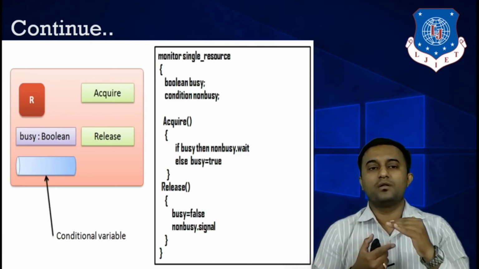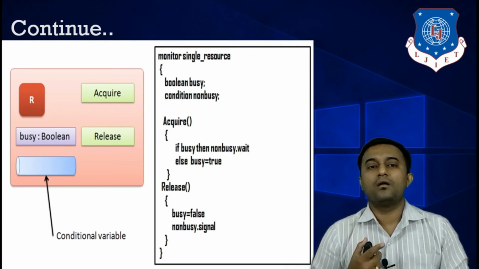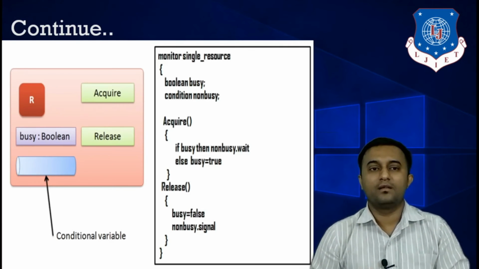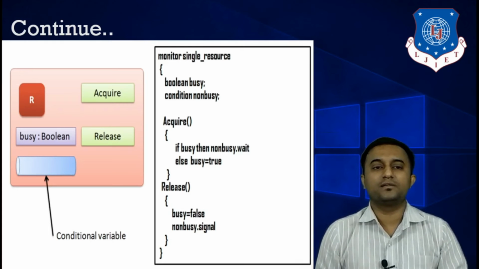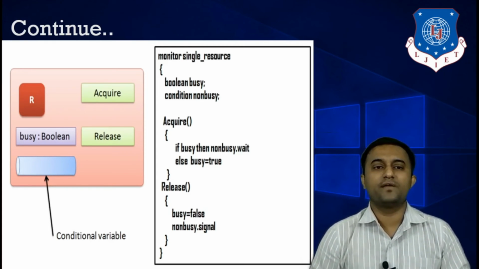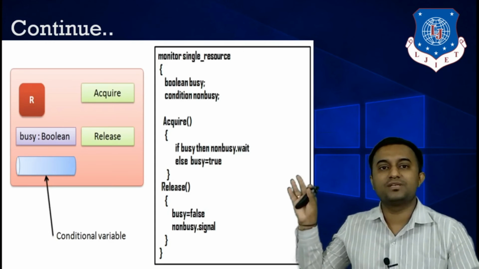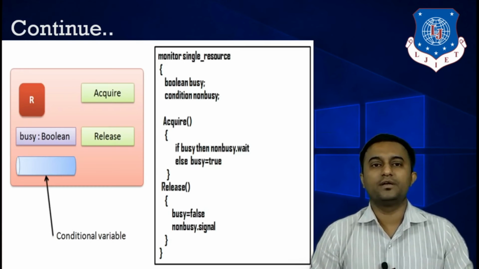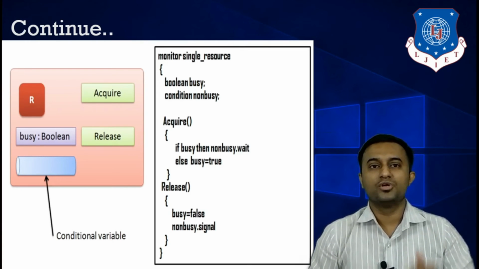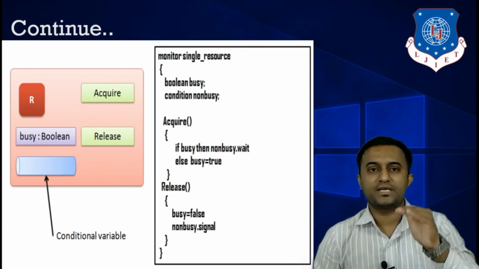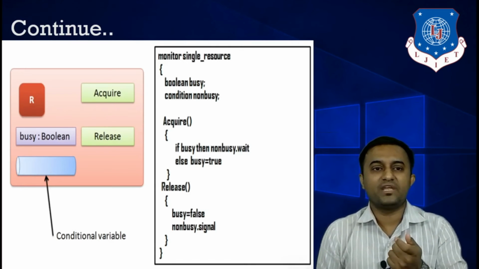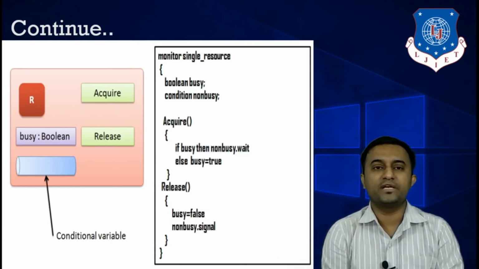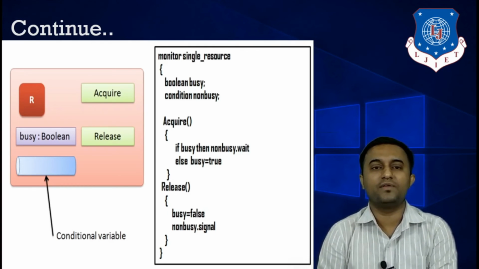That buffer will store the waiting process for a while, until it gets the resource for execution. Fine. So that conditional variable we have taken in this case, and you can see the code of this particular monitor in which we are using a single resource. So for the single resource, we have taken one variable called busy, and it is a boolean type of variable, you can see in the figure.